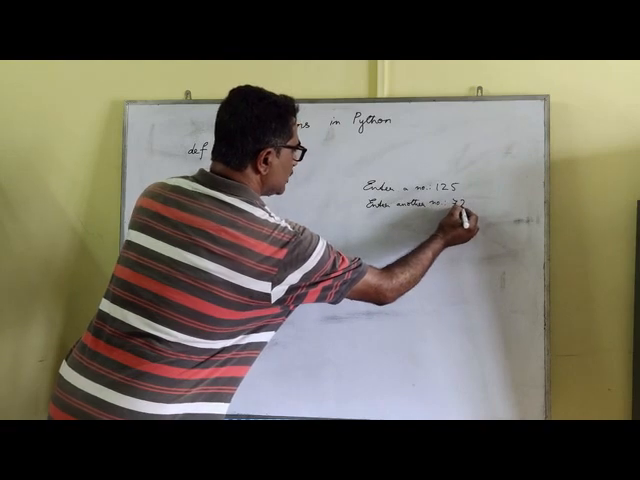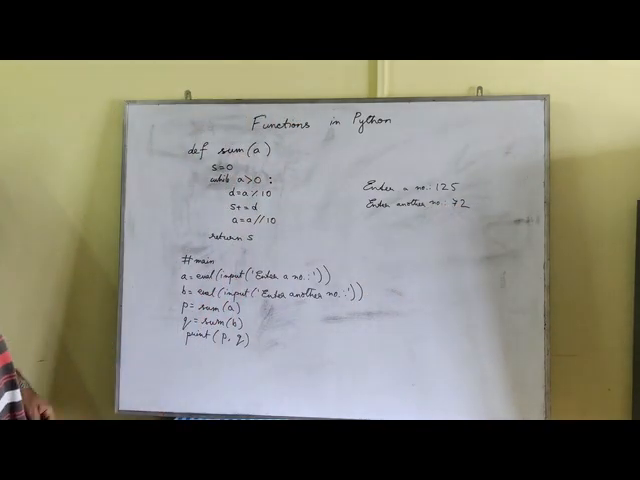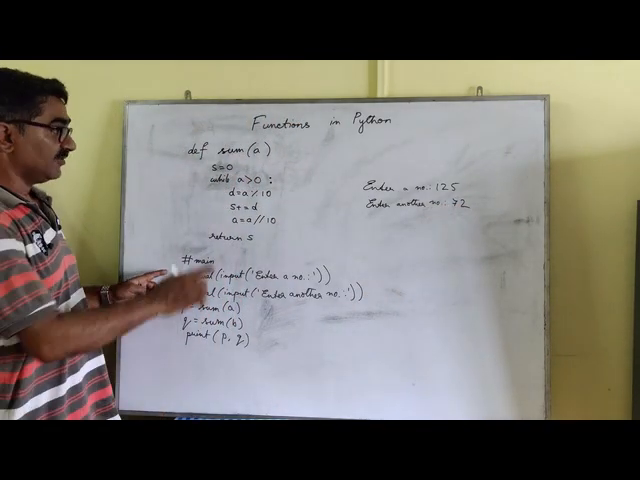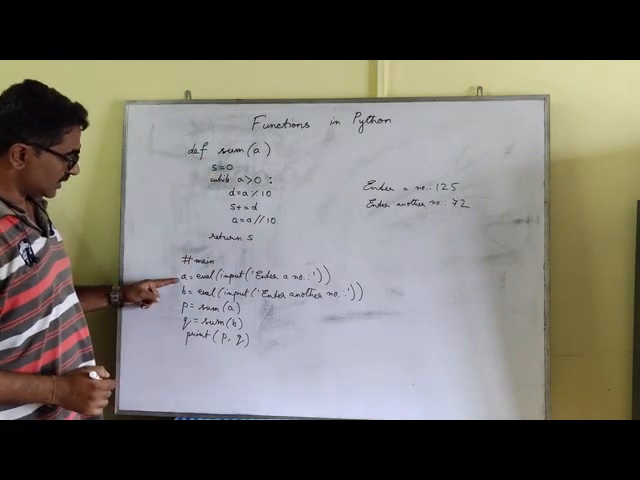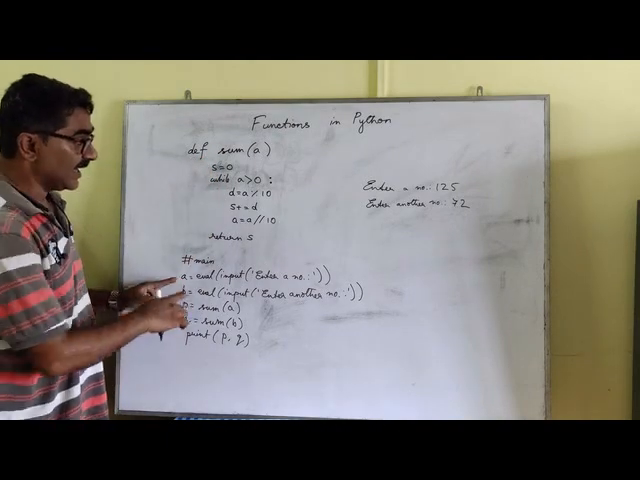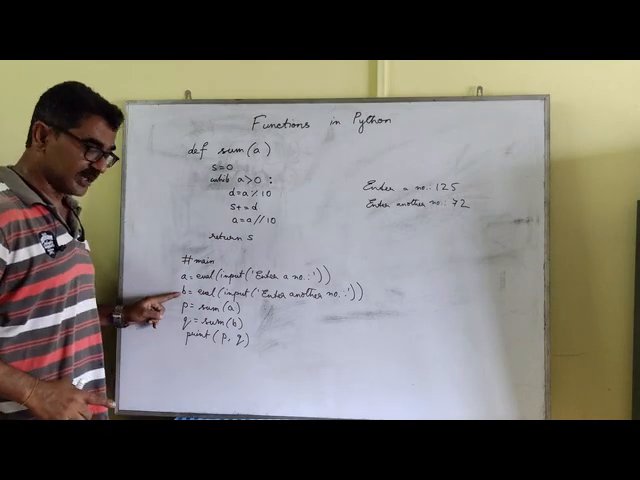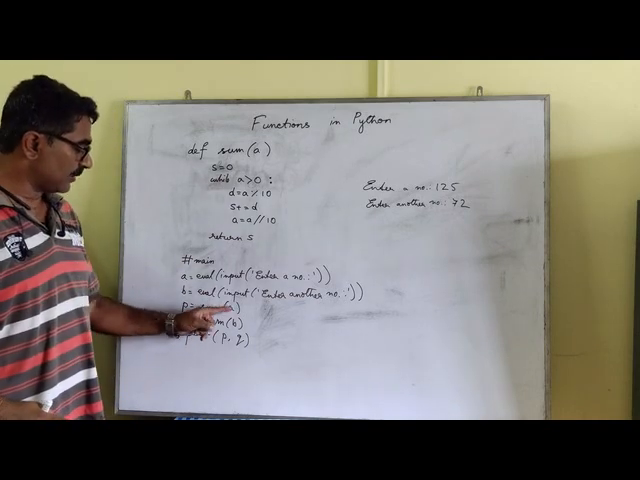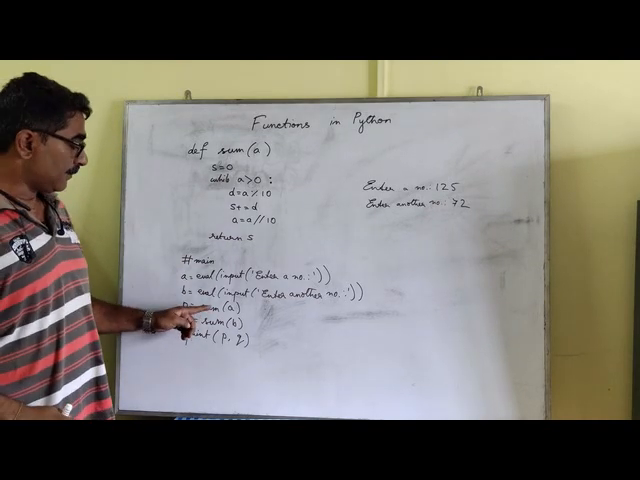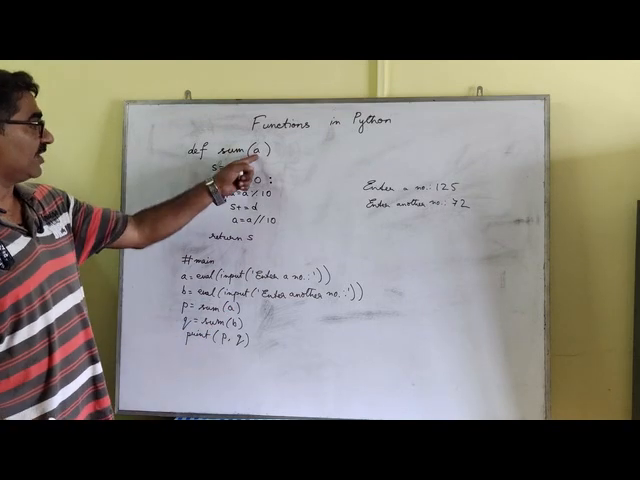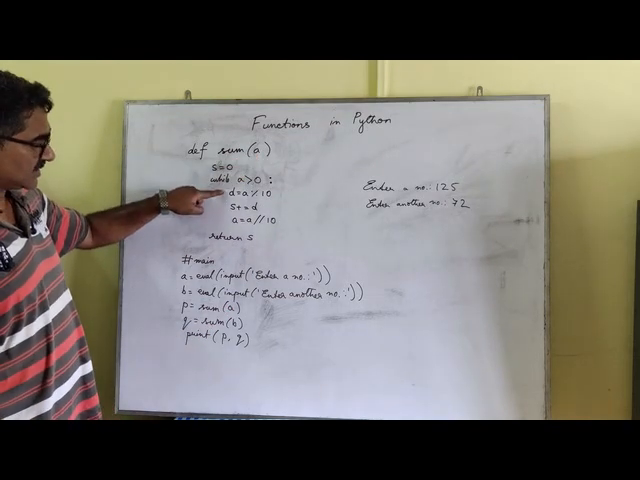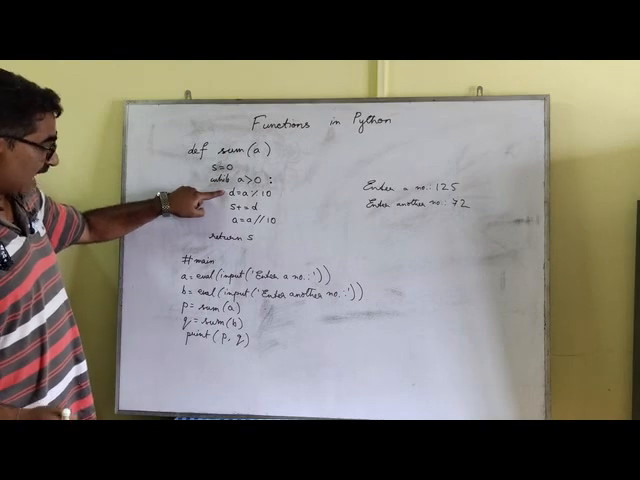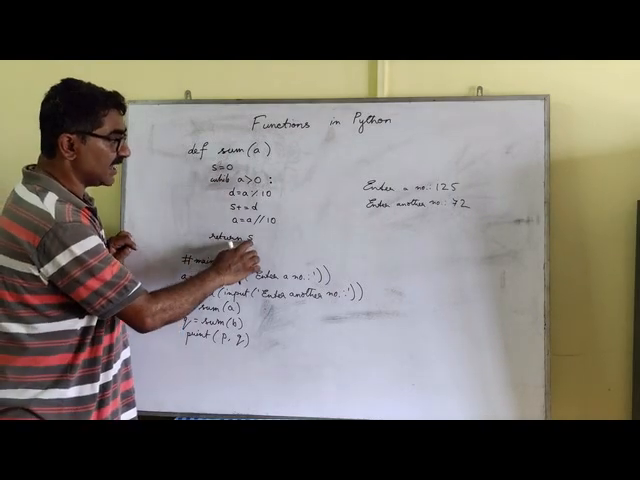Suppose I input 72. Now see what is happening. The value 125 goes to the variable a, and 72 gets inside the variable b. So p equal to sum a. So what is happening? I am passing the value 125 to variable a. Now here the sum of the digits are being added and then return s.